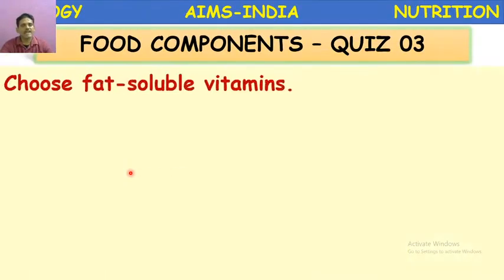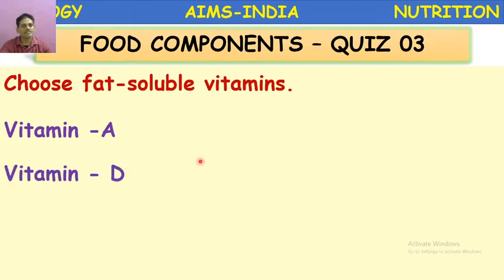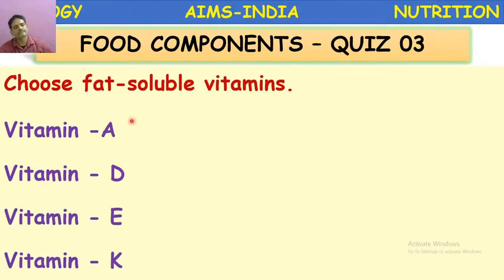Next, choose the fat-soluble vitamins. So, it is a multi-correct answer. See all the options. Vitamin A, vitamin D, vitamin E, vitamin K. What is the right option here? All are correct. So, A, B, C, D. Vitamin A, vitamin D, vitamin E, vitamin K. All these are fat-soluble vitamins.